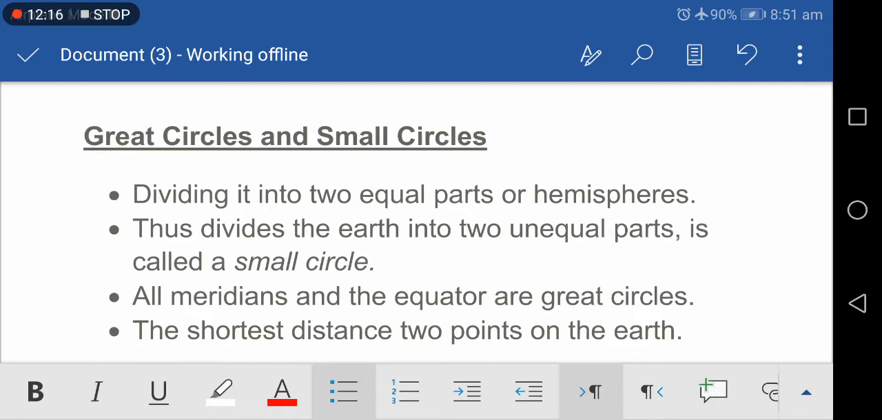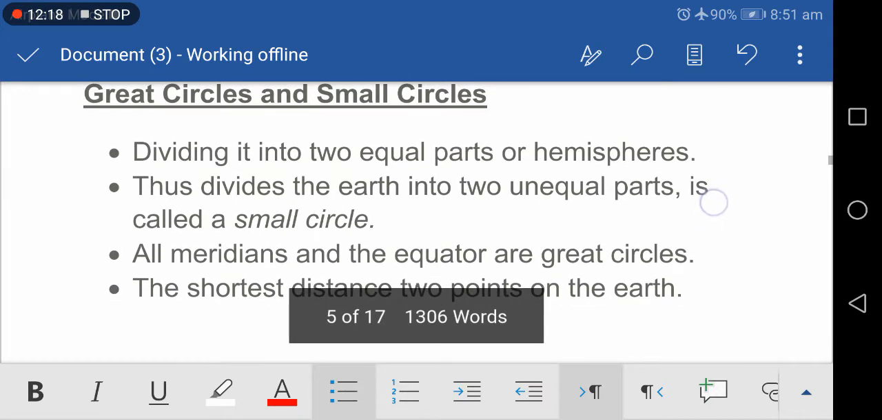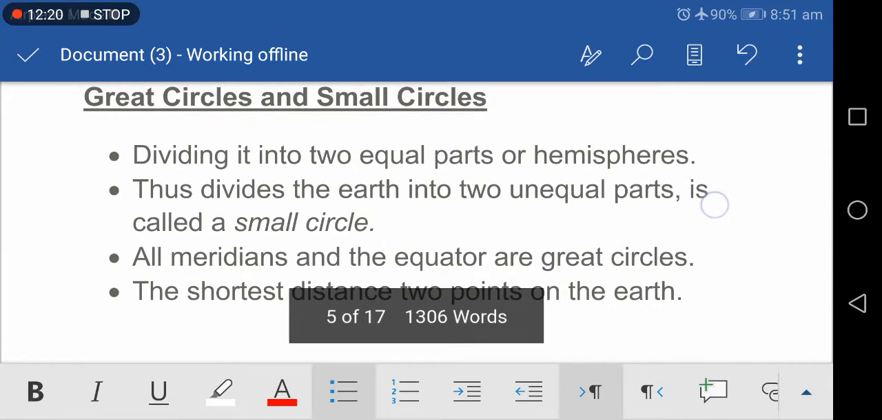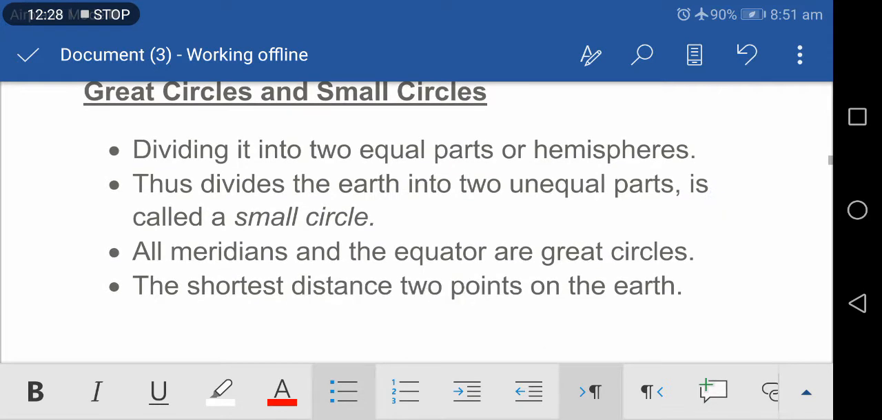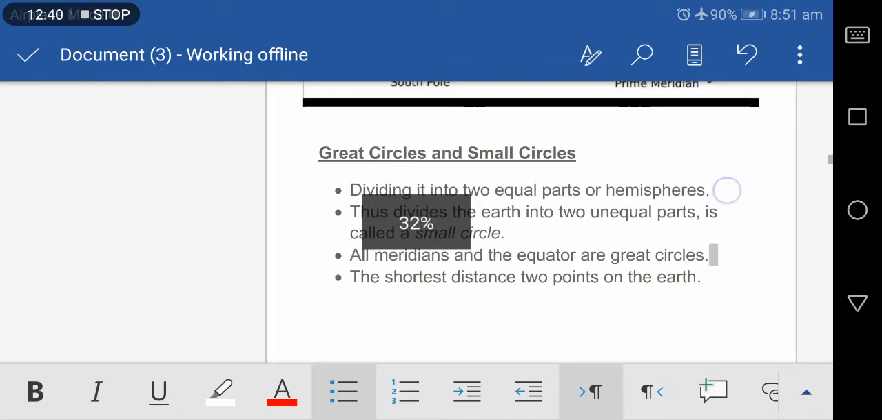A great circle is a circle on the surface of the earth, the plane of which passes through the center of the earth, dividing it into two equal parts or hemispheres. A circle on the surface of the earth, the plane of which does not pass through the center of the earth and thus divides the earth into two unequal parts, is called a small circle.